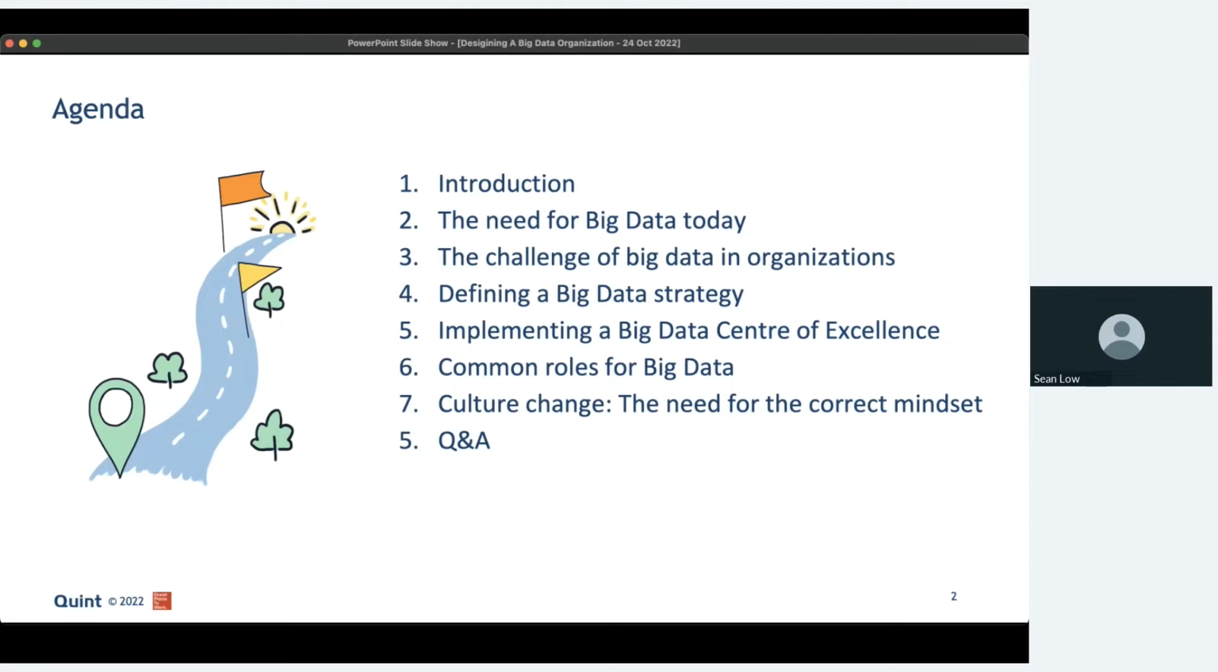One thing to note is that starting up big data in organizations doesn't have to be a huge 180 degrees change immediately. You don't necessarily have to do that. We need to actually start it off and then build upon it. And we'll look at that as we go along.